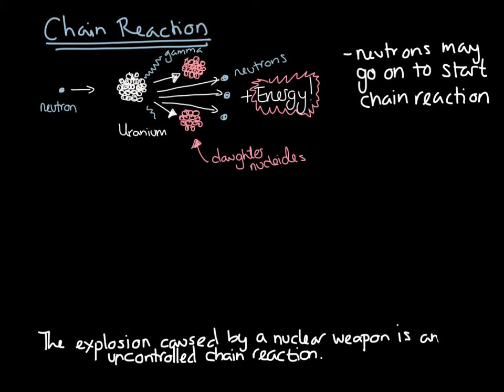Now the name that we give to this carrying on process is a chain reaction, and this is quite an important thing. So the neutrons can go on to start chain reactions, but if we're in a nuclear power plant, we want to control this chain reaction, because if it carries on without us being in control of it, more and more energy is going to be released, and if we don't control it, we will get an explosion. And that's actually what happens in a nuclear weapon. It's a fission reaction that's uncontrolled. There's an uncontrolled chain reaction, and the energy released is the energy released by the nuclear weapon.